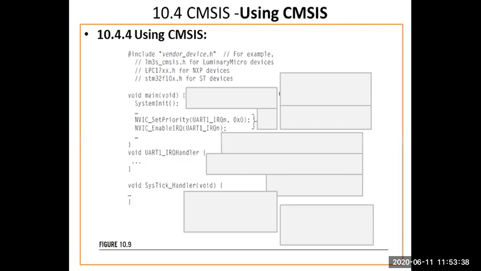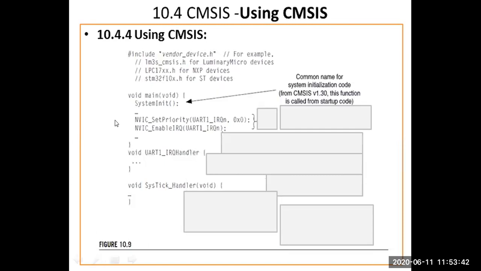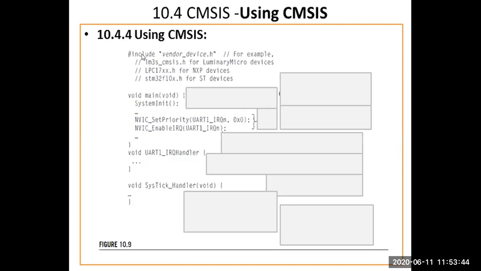You can see the first line is #include within double quotes vendor_device.h. This is called a header file. There are two ways of writing header files. One is using the angle brackets.